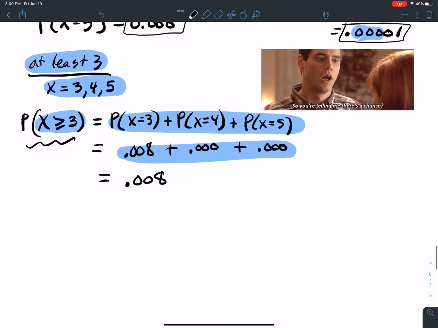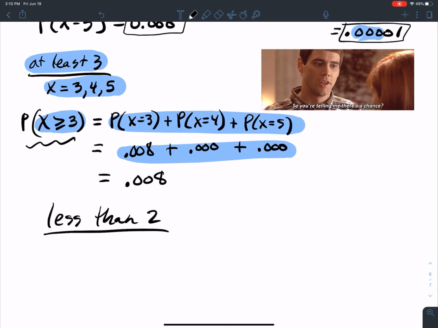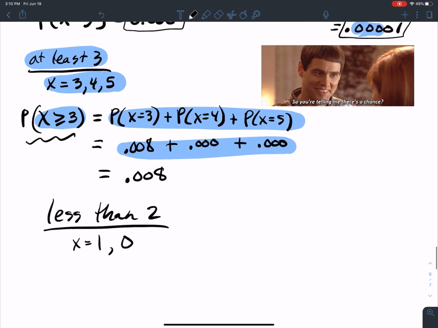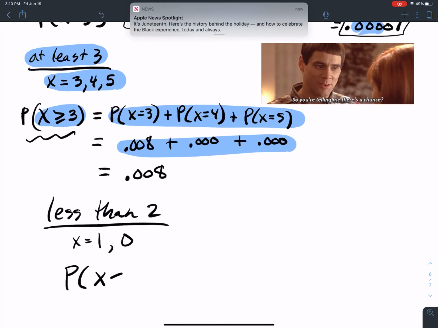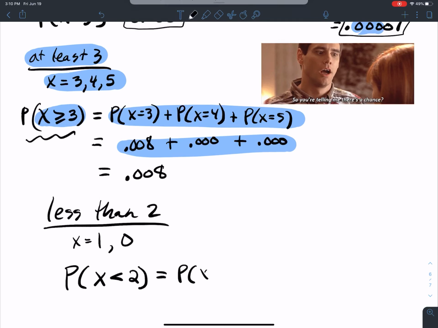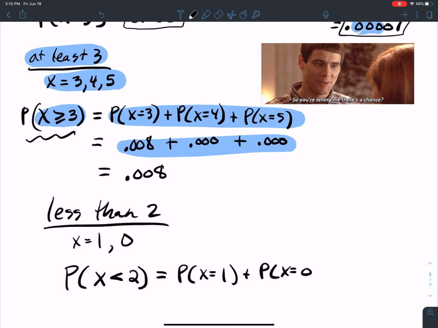Now the other example was less than 2. How do I do less than 2? What x values are less than 2? Is 2 less than 2? No, I don't think so. 2 equals 2. So 1 works, but also 0. 0 is less than 2. So this is the probability that x is less than 2, which equals the probability that x equals 1 plus the probability that x equals 0.